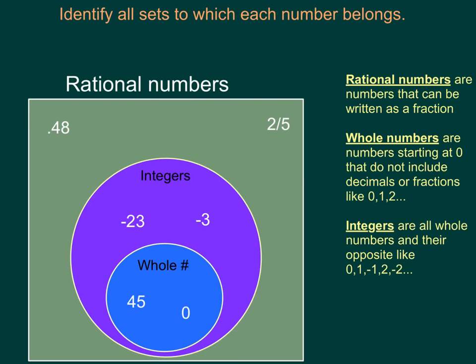So we can see a number like 45 is a whole number. It's also an integer. It's also a rational number. Okay, it falls within all three of those categories. A number like -23 would be an integer and a rational number, but it's not a whole number. A number like 48/100ths isn't whole, it's not an integer, but it is a rational number.